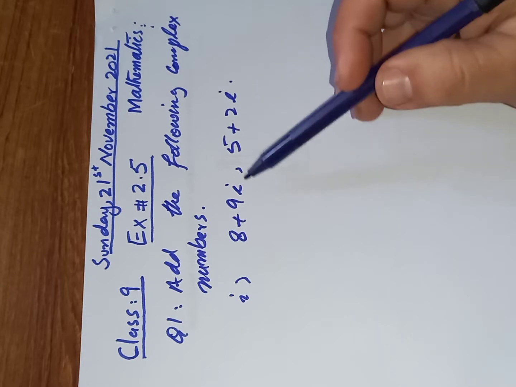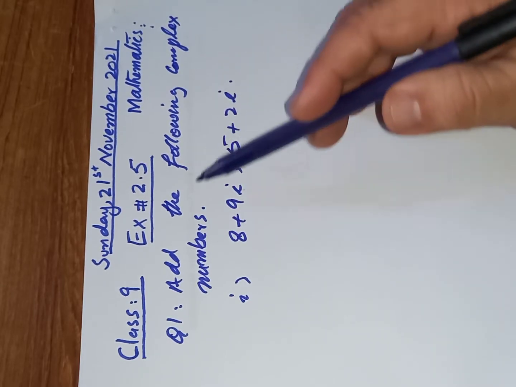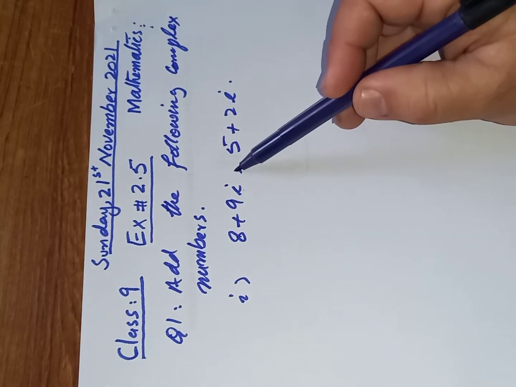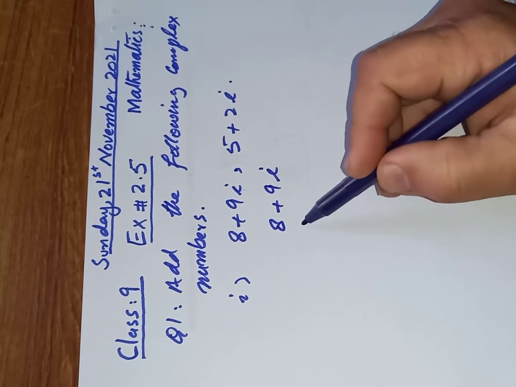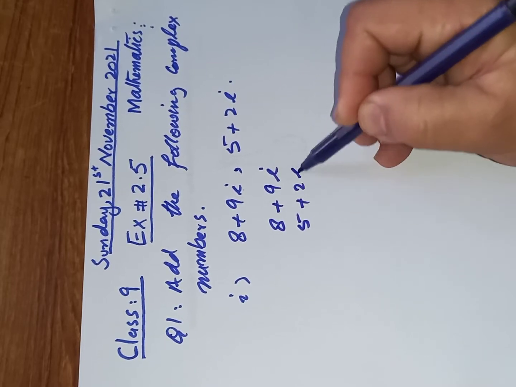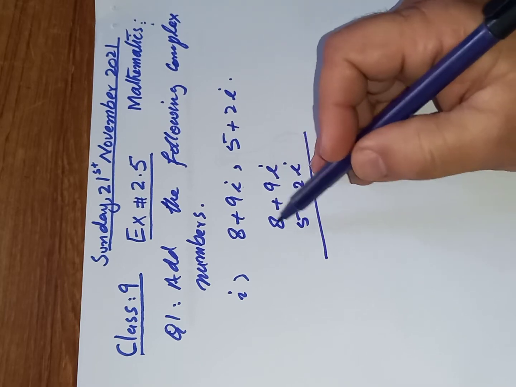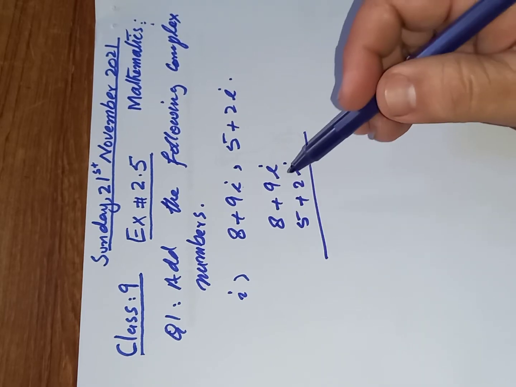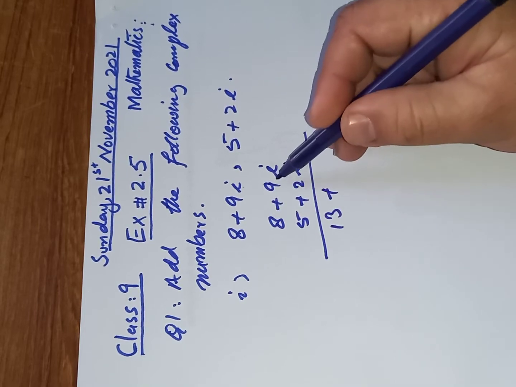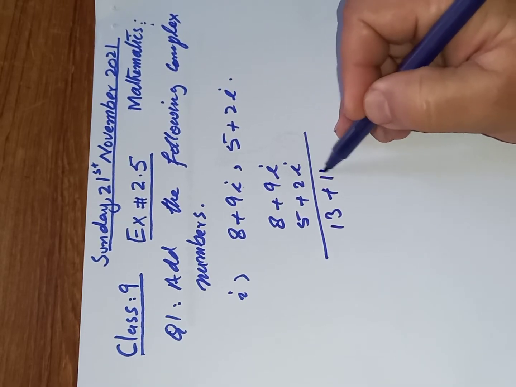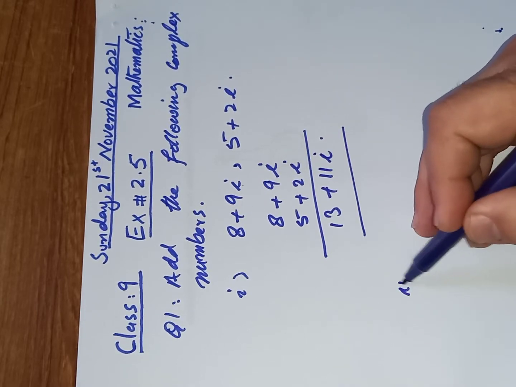Now, these numbers are to be added together, so we will replace the comma with the plus sign. We can write them in vertical order the way I am writing: iota coefficients under iota, and the constants under constants. Because we have to add, 8 plus 5 is 13, and 9 iota plus 2 iota becomes 11 iota. So that is the answer, very simple.